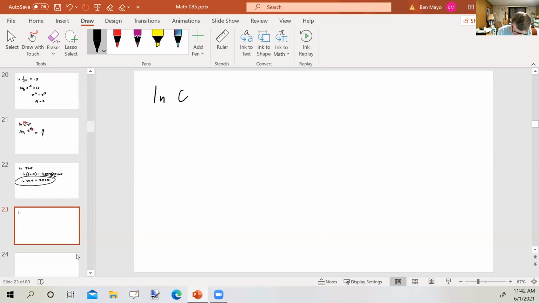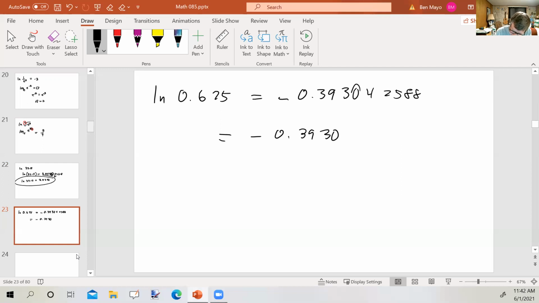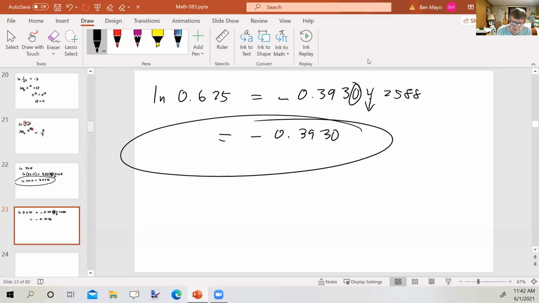And let's do another one. The natural log of 0.675. So natural log of 0.675, close it up, equals negative 0.3930425888, which is negative 0.3930, because there's your 4th decimal place, and the 4 rounds down.